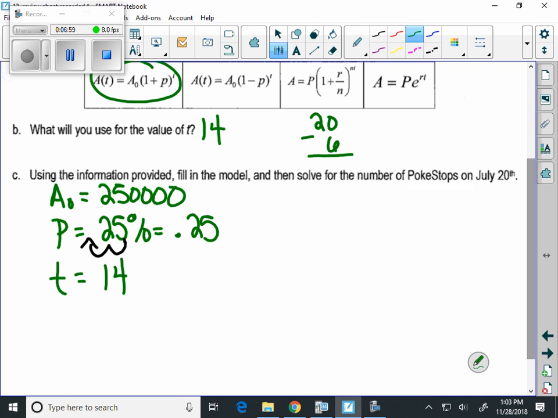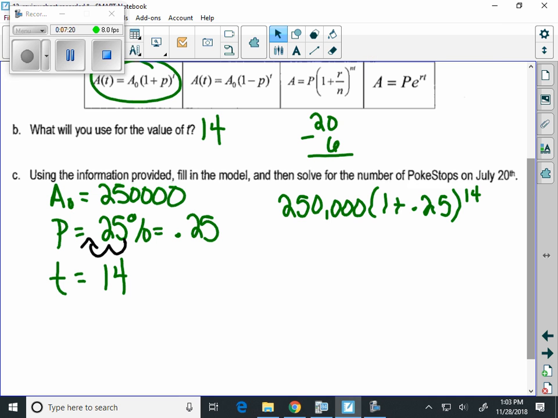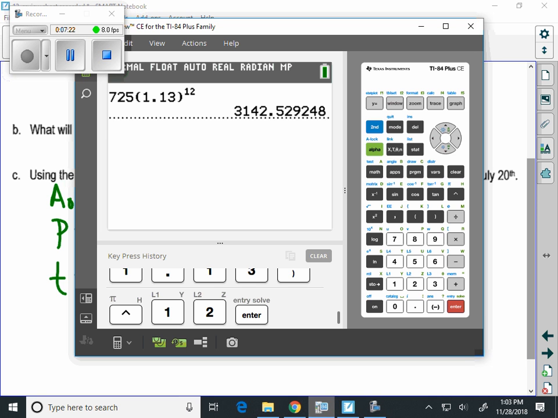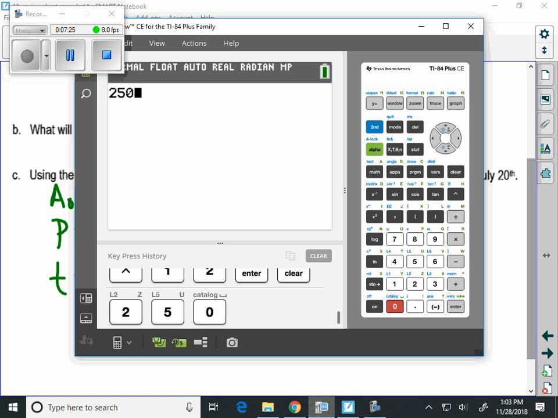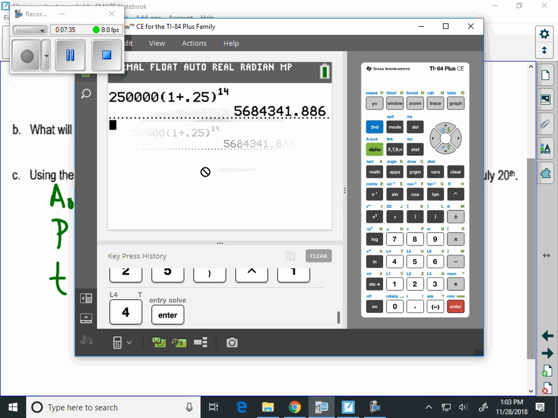And it's nice now that once we write this equation, we can simply type it into our calculator. Because it's going to be 250,000 times 1 plus 0.25 to the 14. 250,000 times 1 plus 0.25 to the 14 gives us this number.